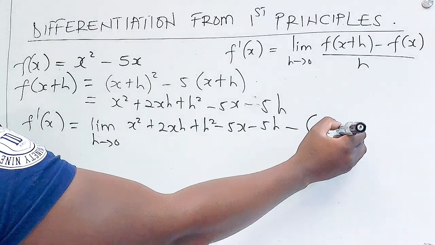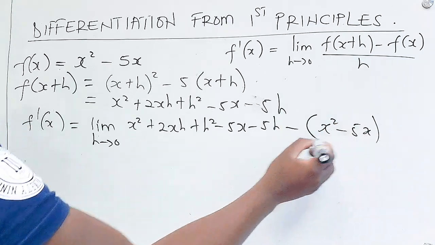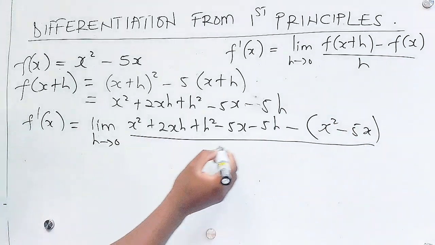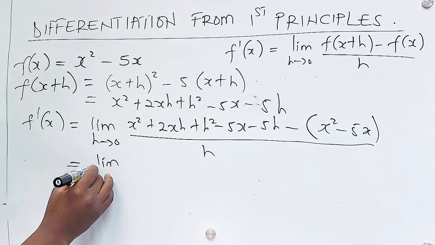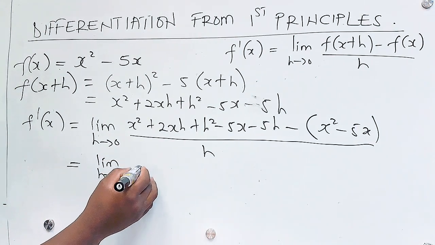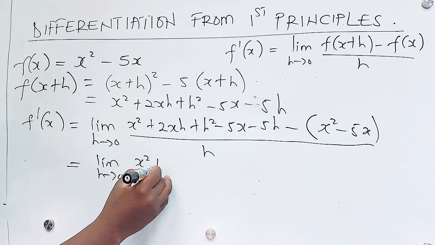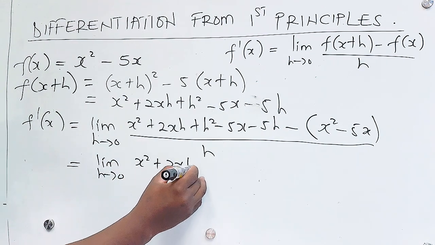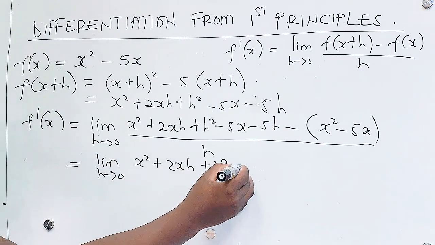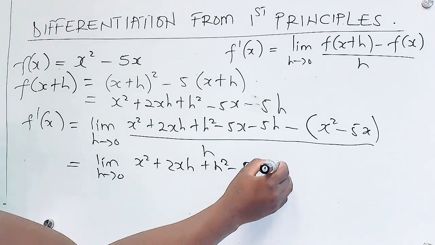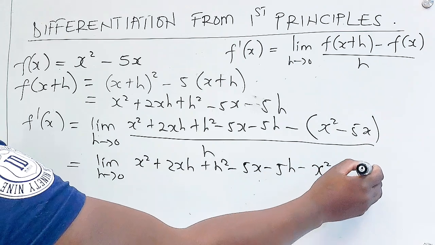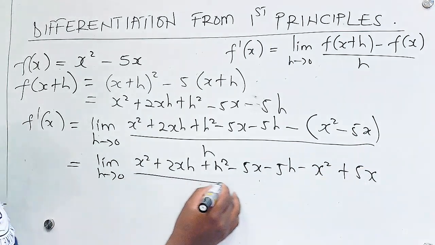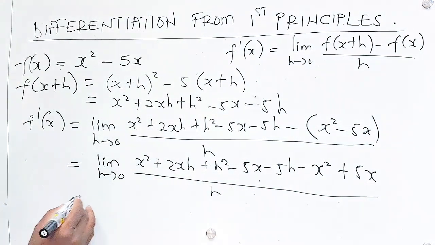x squared minus 5x, all over h. So this is the limit as h approaches 0 of x squared plus 2xh plus h squared minus 5x minus 5h minus x squared plus 5x, all over h.